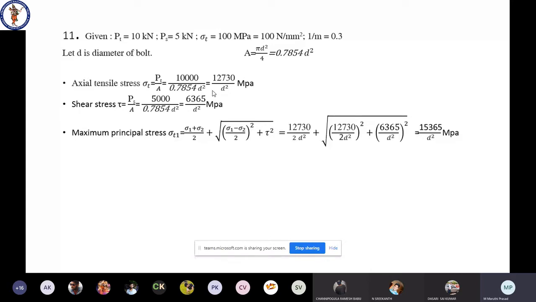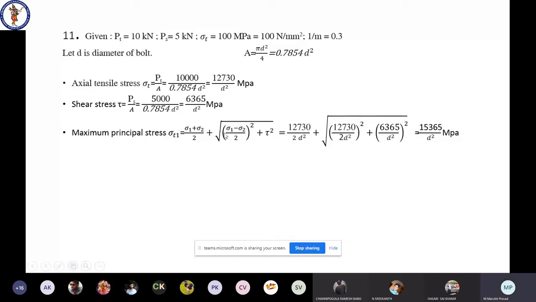That is the equation which we have derived by considering that we have two tensile stresses and one shear stress. Here in this particular case, as the bolt is not subjected to a second tensile stress, sigma 2 becomes 0. So now the equation becomes: sigma 1 is 12,730 by d square. So sigma 1 by 2 is 12,730 by d square by 2.